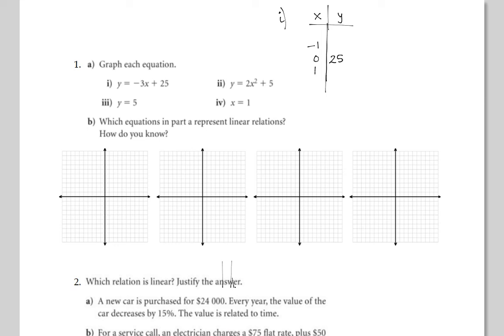-3 plus 25 would be 22. Now why not, just for fun, let's check x equals 2. We can get this pattern. What happens when x is 2? -3 times 2 is -6 plus 25, 19. What do you notice about this rate of change? The x's are going up by 1 and the y's are going down by 3, just like our equation told us.